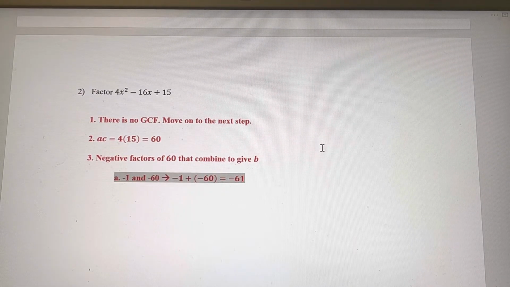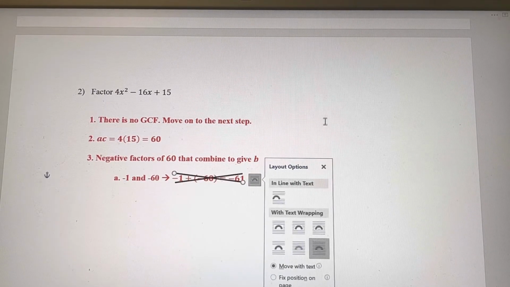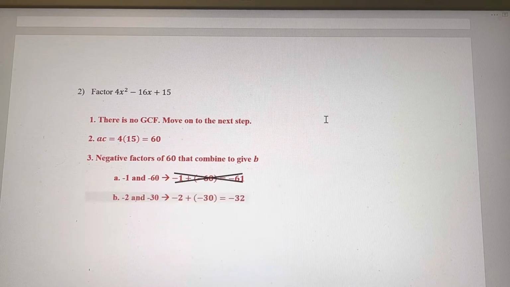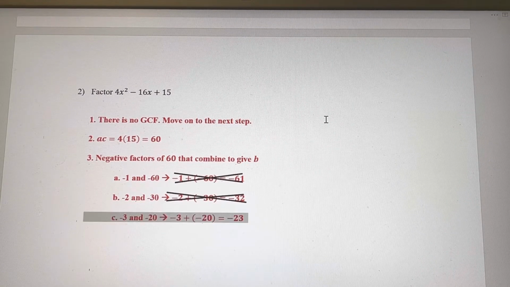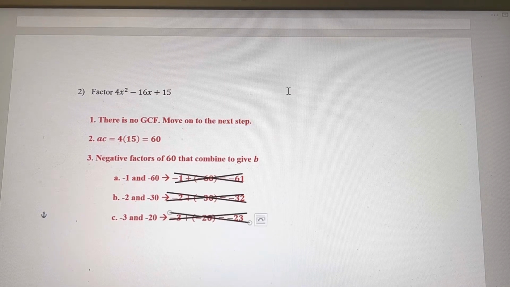So we'll just start at the top. Negative 1 and negative 60 combines to be negative 61. That doesn't work. Let's move on down the list. Negative 2 and negative 30 combines to be negative 32. That doesn't work. Keep on going. 60 has a lot of factors. Negative 3 and negative 20 combines to be negative 23. Notice we're getting closer, but still not there.